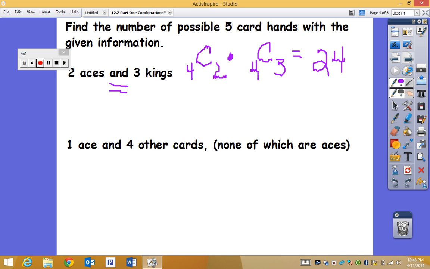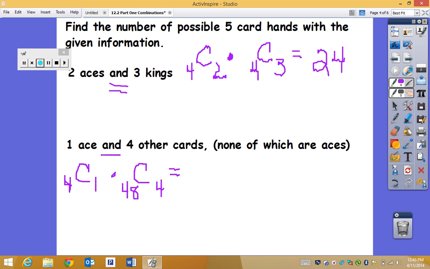Here's the next example. I have 1 ace and I have 4 other cards. So the combination would be I have 4 aces in a deck and I'm going to pick one of those aces. And I have 4 other cards. So the rest of the cards in the deck, I would take 52 and I would subtract my 4 aces. So I have 48 other cards in the deck and I'm going to pick 4 of those.